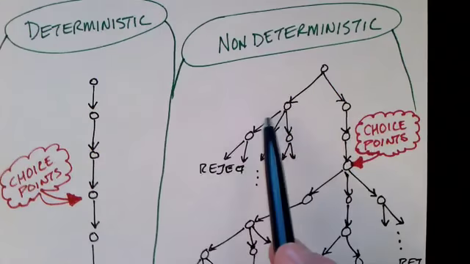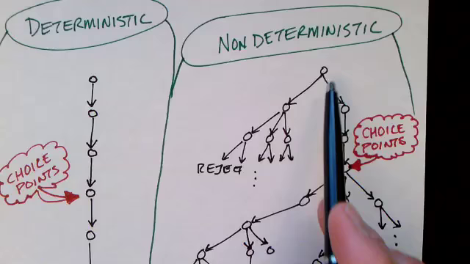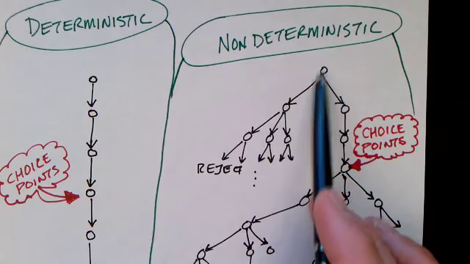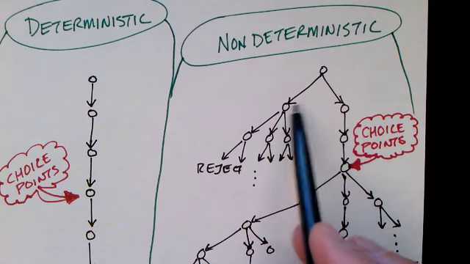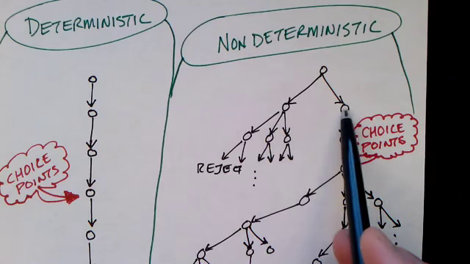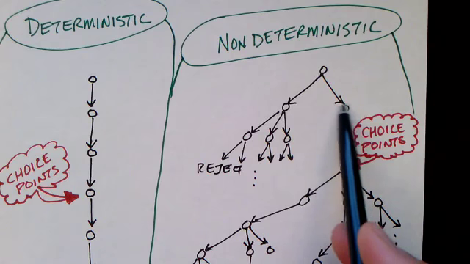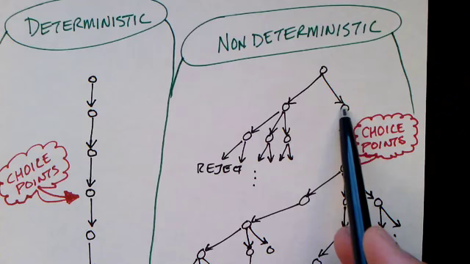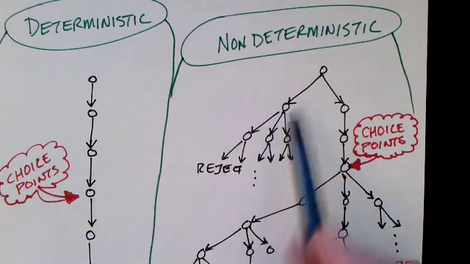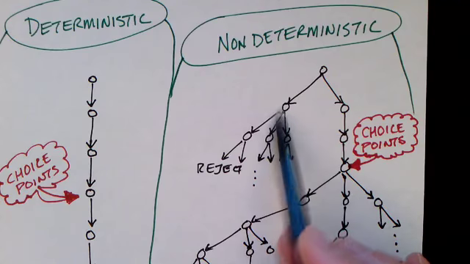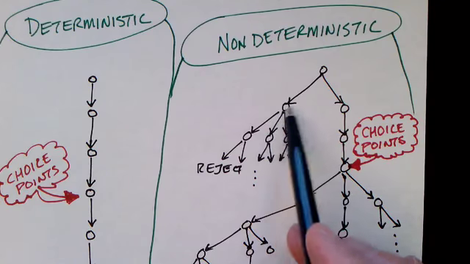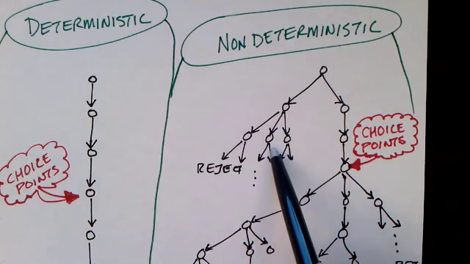Now, in the non-deterministic machine, we have choices. In the initial state, we might go this way to one state, or we might take another transition to another state. Keep in mind, these little circles here do not represent states in a finite state machine. These are pathways in executing the finite state machine. So if we had taken this choice, we might have 3 more choices. If we had taken the second choice, then apparently we only have 2 choices.